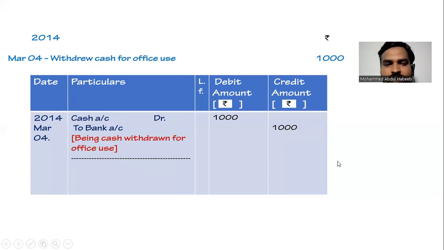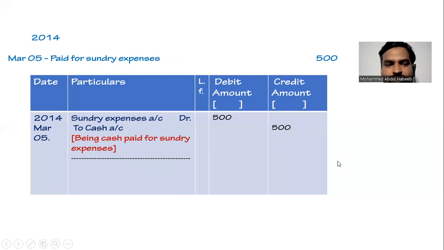Coming to the next transaction, which is on 2014 March 5. Paid for sundry expenses 500 rupees. So here the date will be taken as 2014 March 5. Paid for sundry expenses. It is an expenditure to the business. So cash is going from the business and the cash is being paid for sundry expenses. So sundry expenses will be debited. So the journal entry will be sundry expenses account debit 500 to cash account 500, and the narration will be being cash paid for sundry expenses.